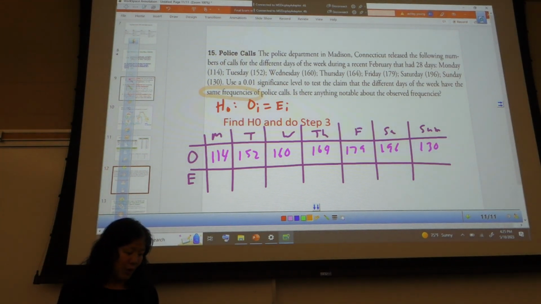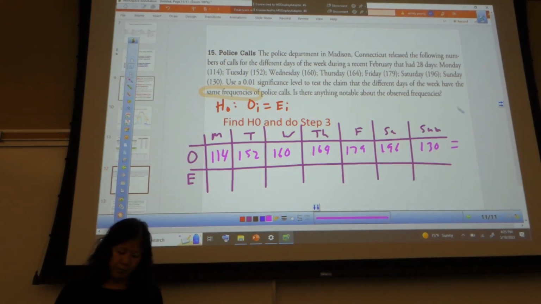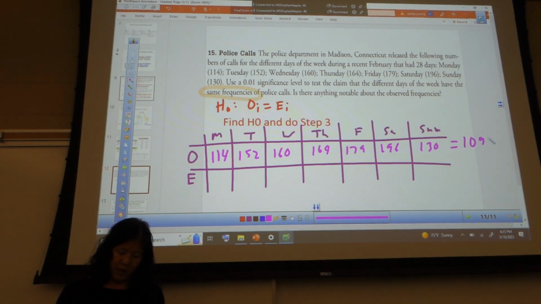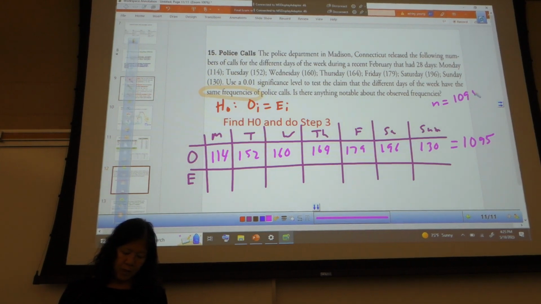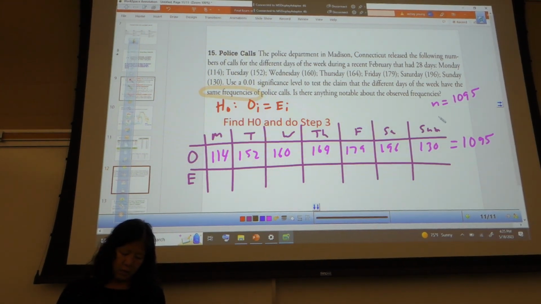Exactly. We find our n first. Add them all up. What did you get when you added them all up? 1,095. That's our n. N is 1,095. So their expected value is going to be, what do you do, Jason? Divide by 7. Yeah, divide by 7 because I have 7 of them. Divide by 7 categories.